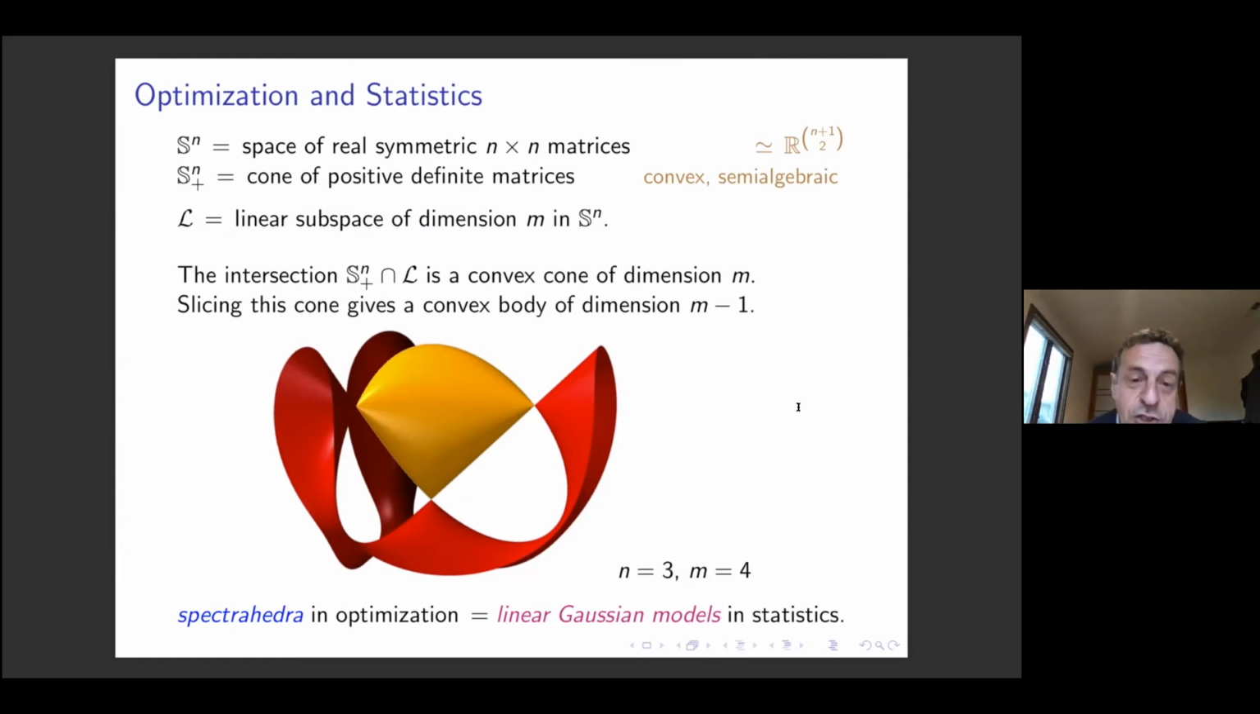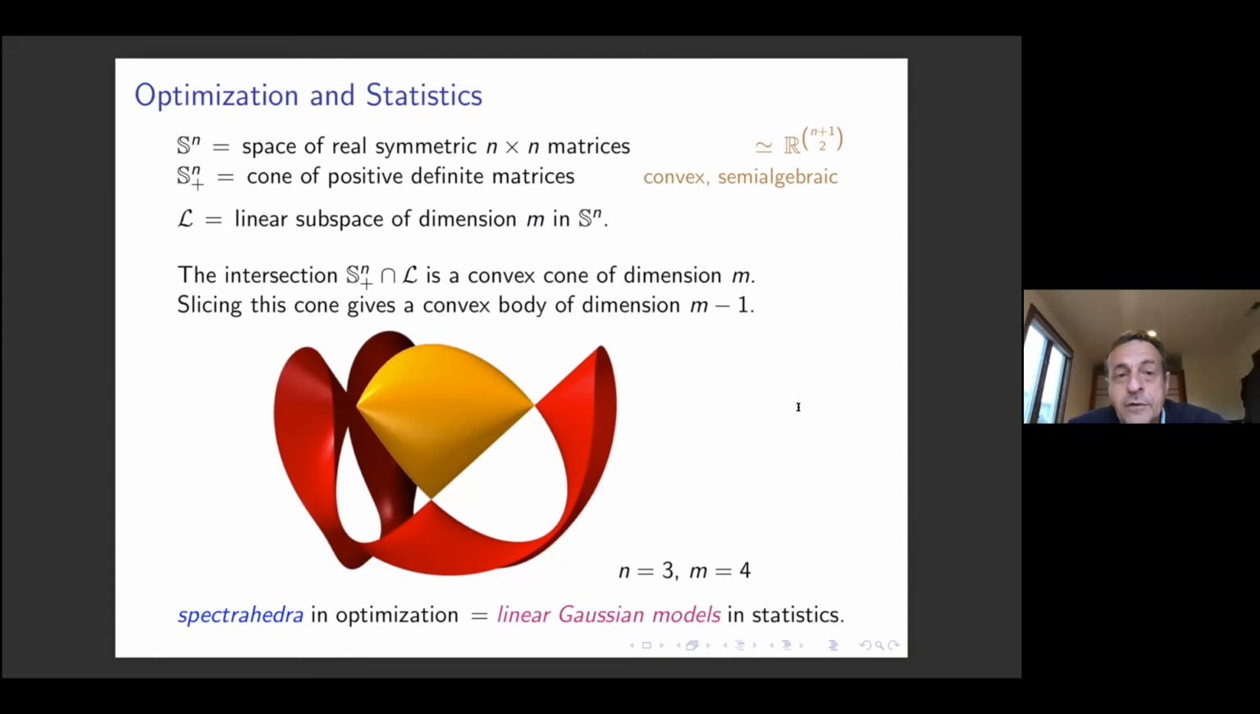Now, in optimization, these yellow convex bodies are spectrahedra. So a spectrahedron is an intersection of the cone of positive definite matrices with an affine linear space, and we're very interested in optimizing a linear function on this yellow spectrahedron, especially if we're at CWI in Amsterdam. Now, semi-definite programming generalizes linear programming, right? So if L happens to be a linear space of diagonal matrices, then we recover linear programming. So a good definition is that linear programming is semi-definite programming for diagonal matrices.